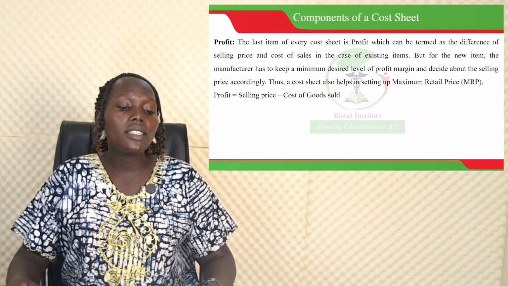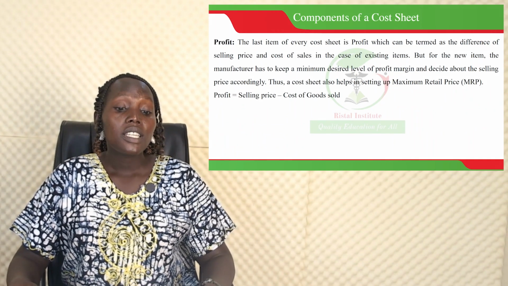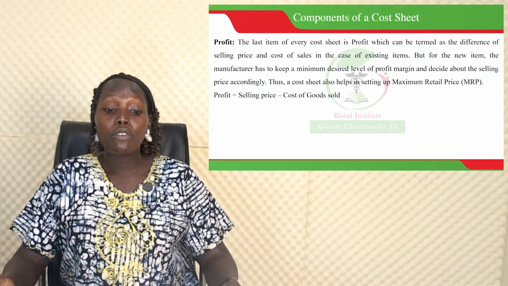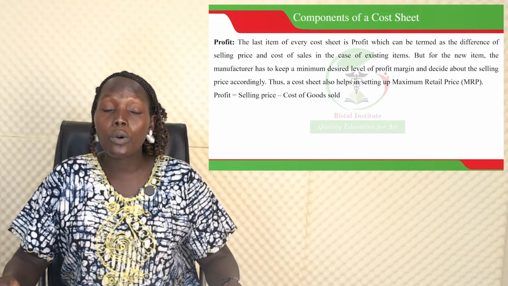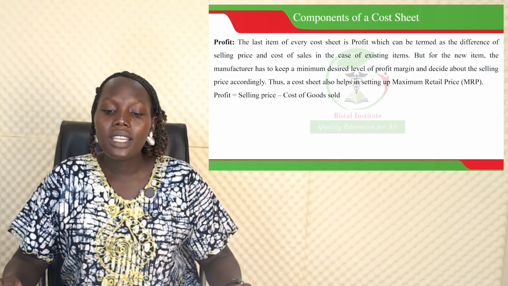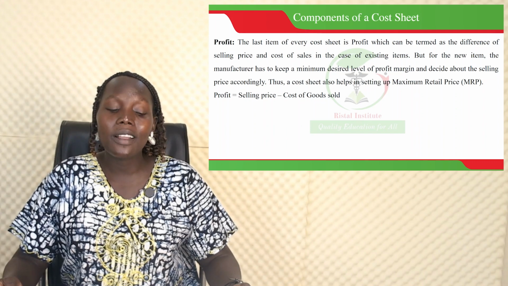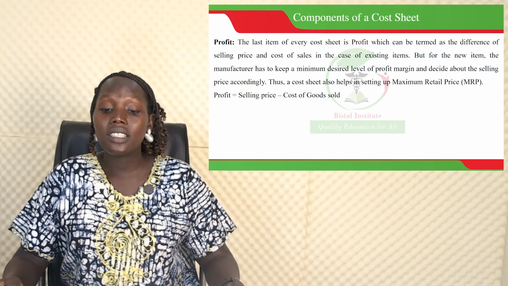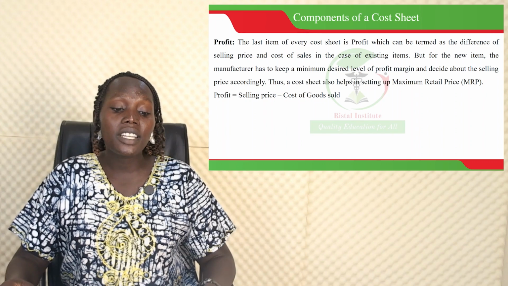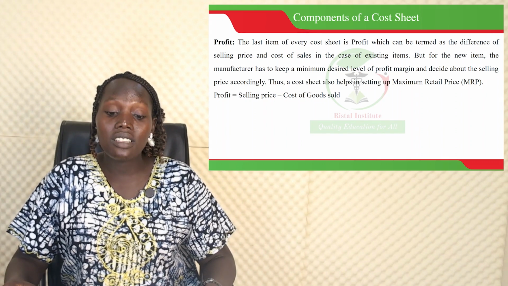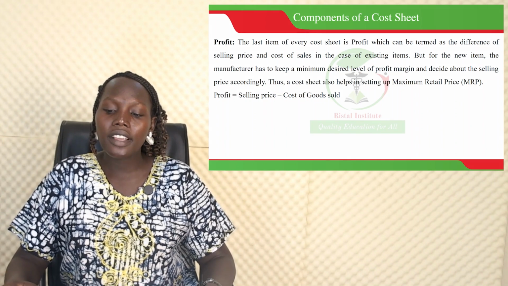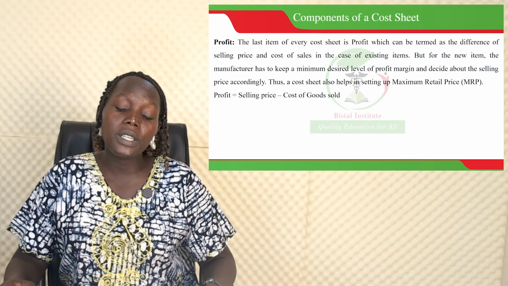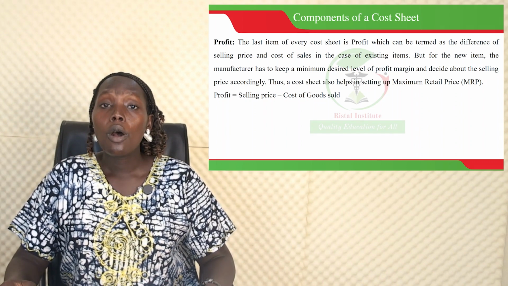So let's look at what is profit. The profit, the last item of every cost sheet, is the profit. So we need to come up with the profit, which can be termed as the difference of selling price and cost of sales in the case of an existing item. But for a new item, the manufacturer has to keep a minimal desired level of profit margin and decide about the selling price accordingly. So this cost sheet also helps in setting up the maximum retail price.